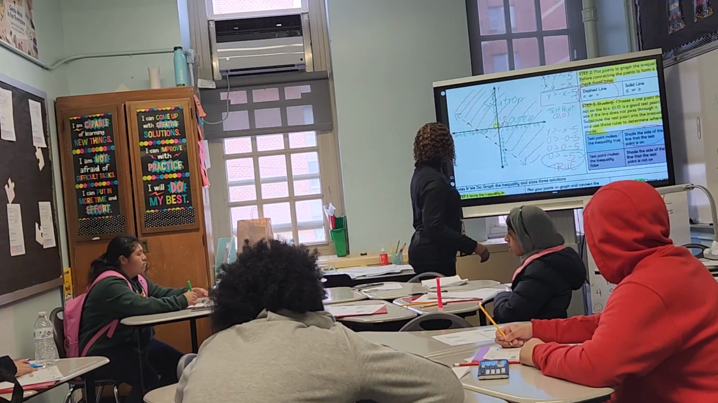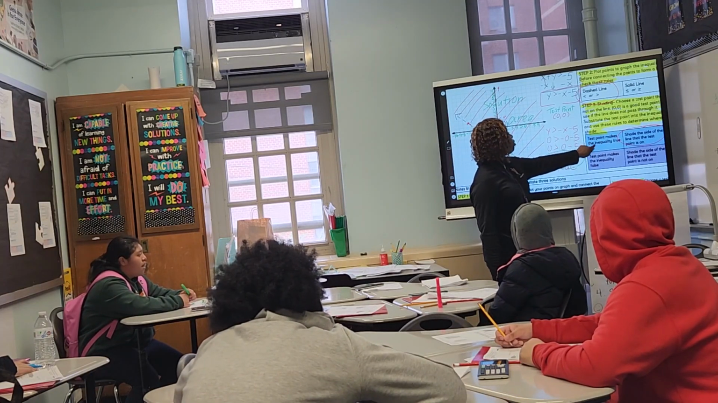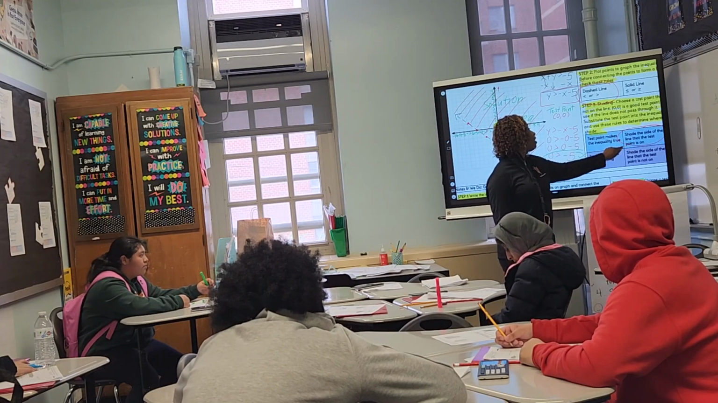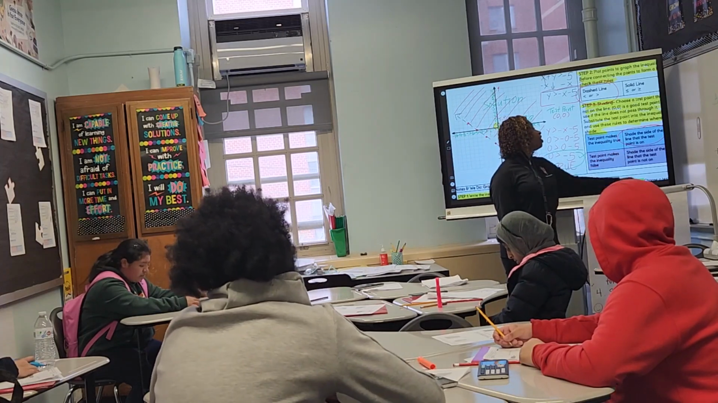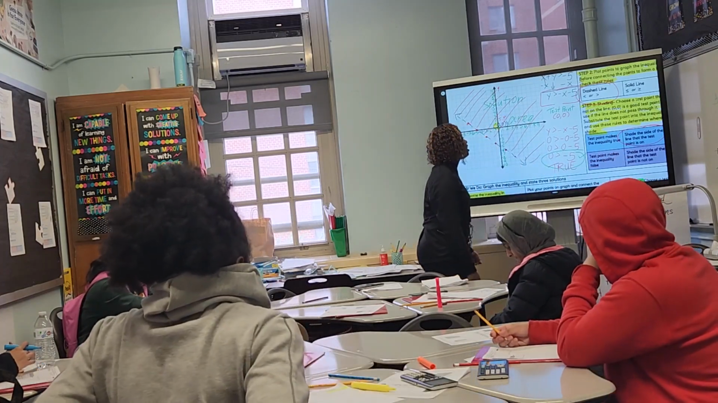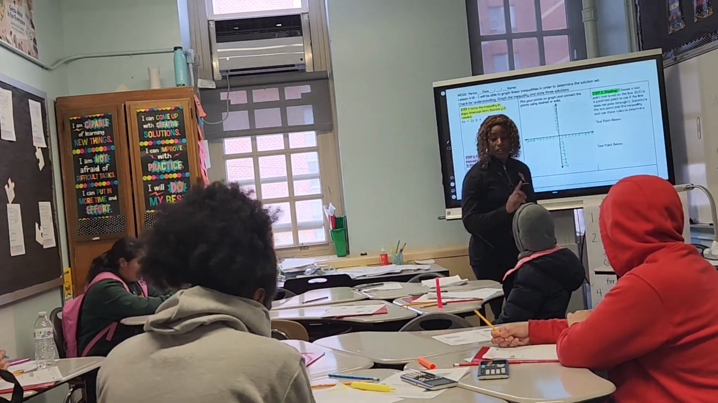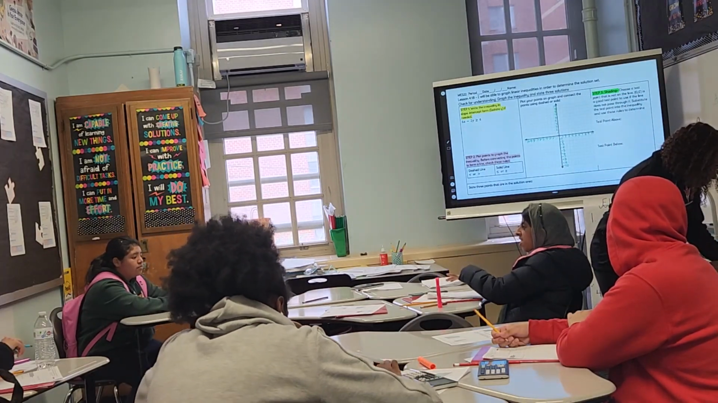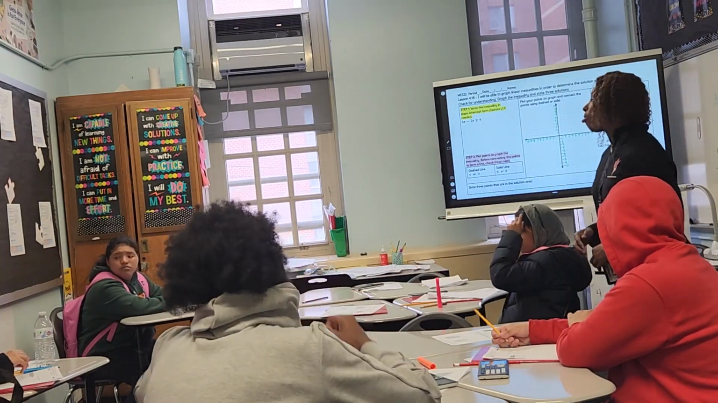What do the rules say? Let's go back. If the test point makes your inequality true, you're going to shade the side of the line that the test point is on. If the test point makes your inequality false, then you're going to shade the side of the line that the test point is not on. Okay, that's the opposite side. You have 7 minutes, you may begin. You can work with a partner or by yourself. I will be walking around to check what you're doing.